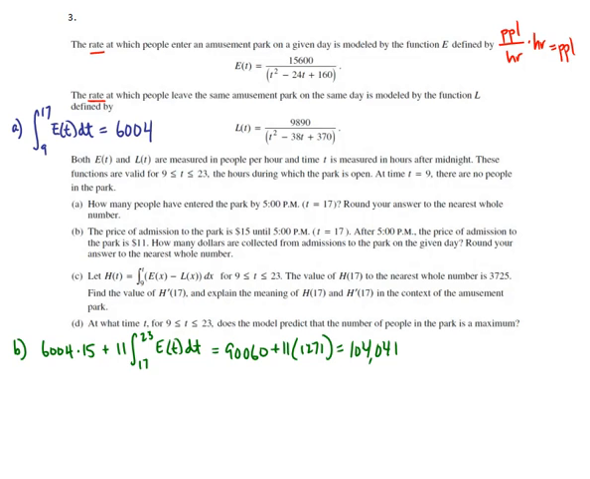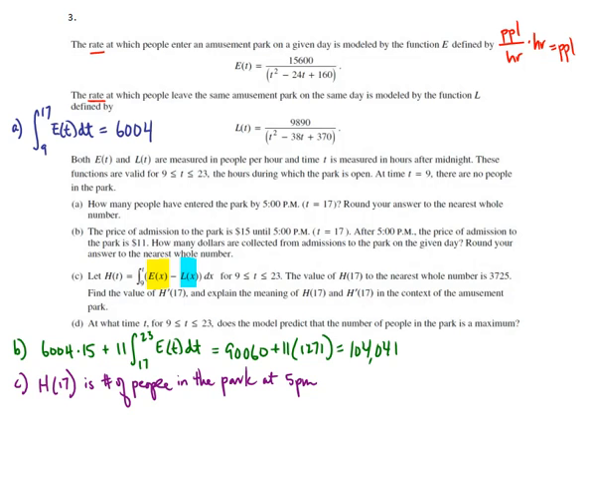Alright, so notice what we have here. The function e of x gives us the rate at which people are entering the park. The function L of x gives us the rate at which people are leaving the park. And so the difference between those two is going to be the rate at which the number of people in the park are changing.